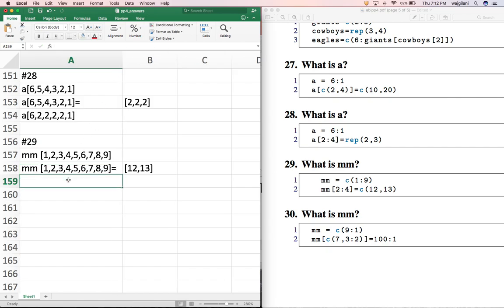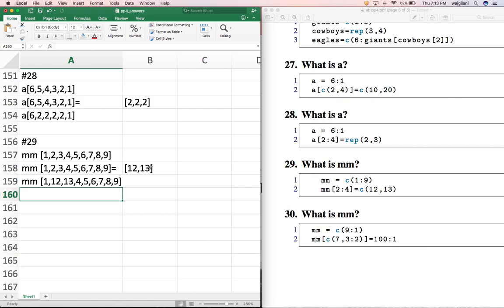All right. So what is the second value of mm? The second value of mm is 2. So that 2 now becomes 12. What is the third value of mm? The third position of mm is 3. That 3 now becomes 13. Okay. And now what is the fourth position of mm? The fourth position of mm is 4.